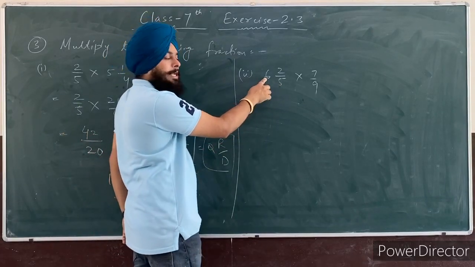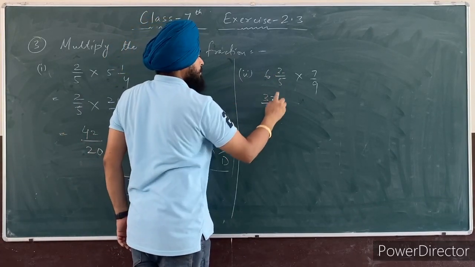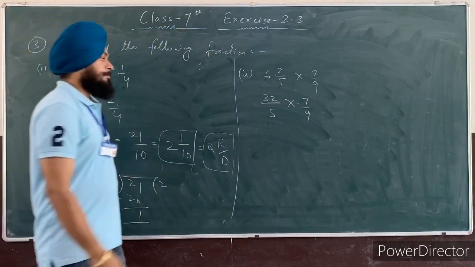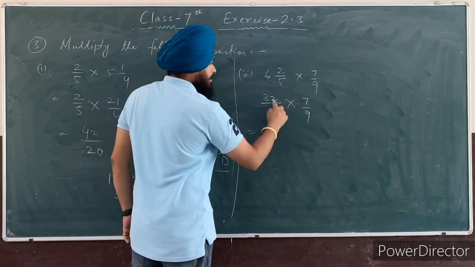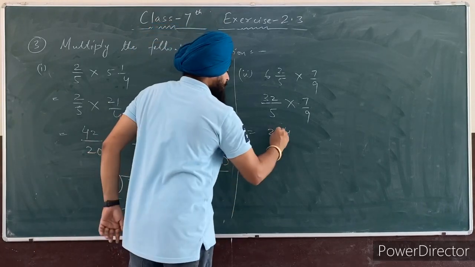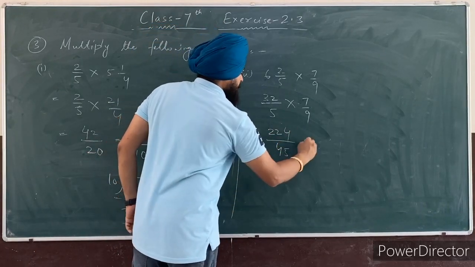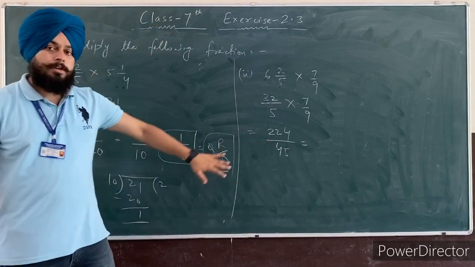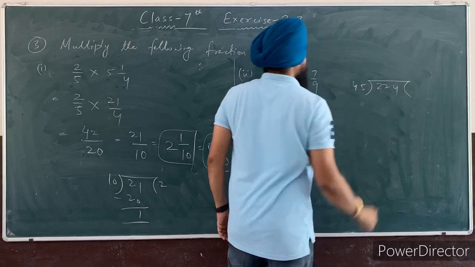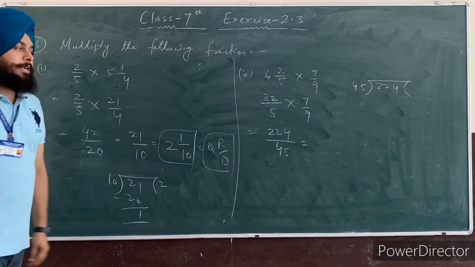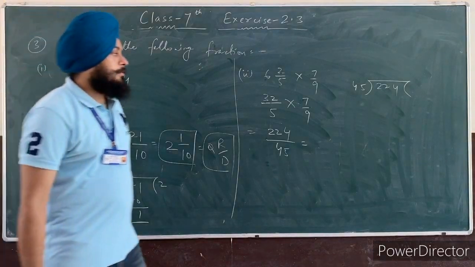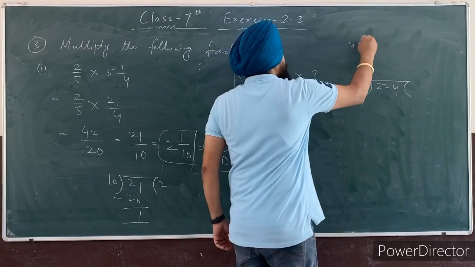Next, second part. 5 6s are 30, 30 plus 2, 32 divided by 5. Multiply 7 by 9. Clear? Now you have to multiply 32 by 7. 7 2s are 14, 1 carry, 7 3s are 21, 21 plus 1, 22. 5 9s are 45. Now 224 by 45, you have to convert it to a mixed fraction. So 45 1s are 45, 45 2s are 90, 45 3s are 135, 45 4s are 180, 45 5s are, I think, 225.